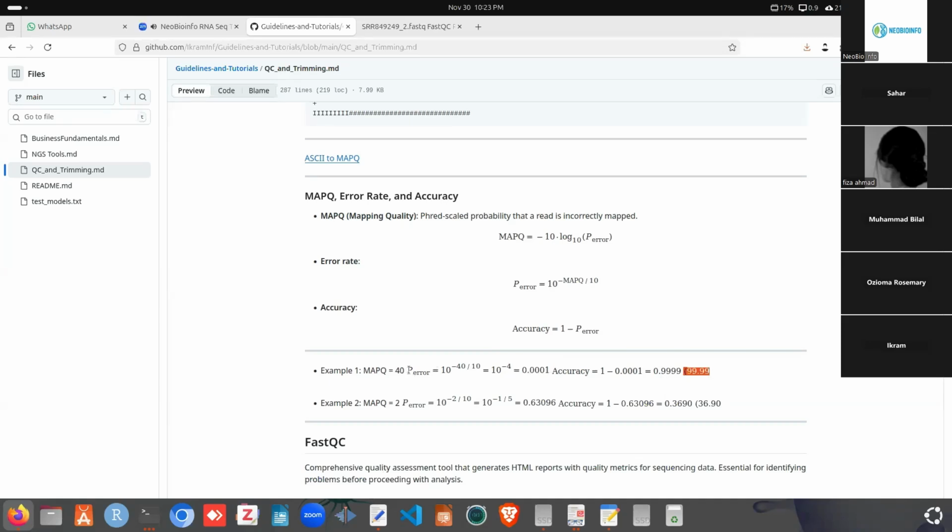So when the mapping quality is high, that means it has a chance of being accurate, or how probable the accuracy of this read is. If we look at mapping quality 2 and place a value in here, we get this: it has a 63% chance of error, and an accuracy rate of 36.90%. So we expect the high mapping quality.